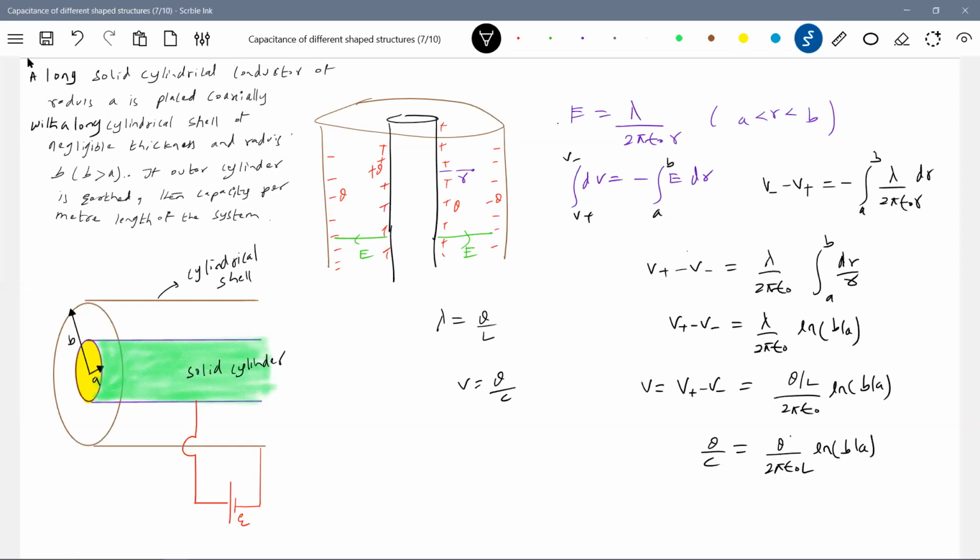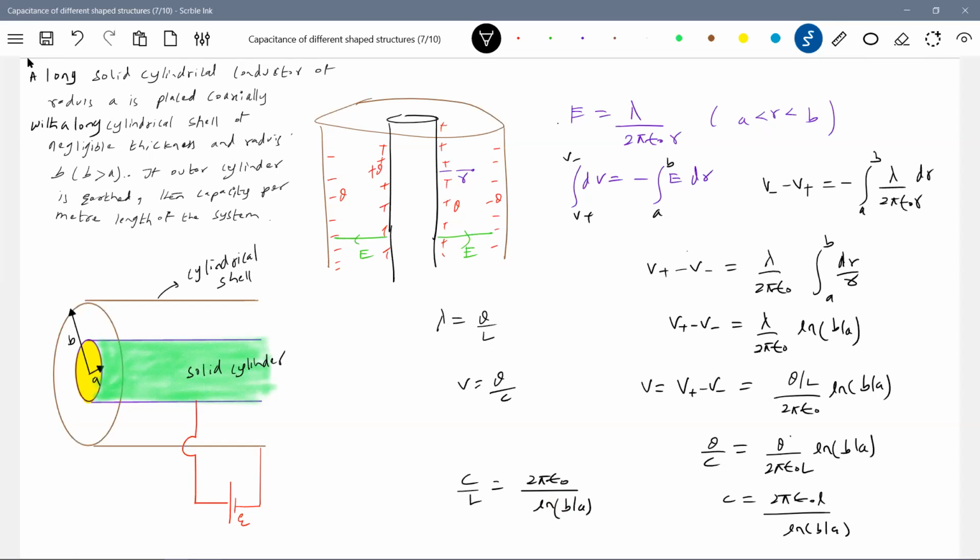Capacitance per unit length is being asked. Let me finish off. So capacitance per unit length will be C by L equal to 2 pi epsilon naught over log of b by a.